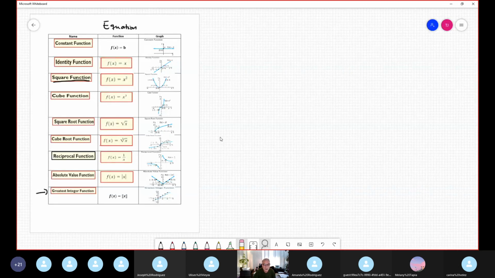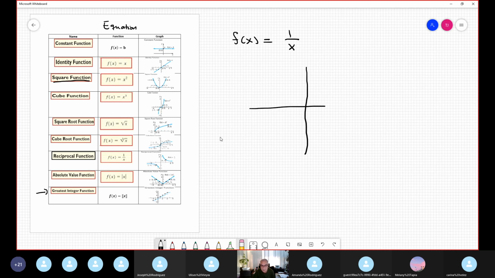Next is the reciprocal function. The reciprocal function is f of x equals 1 over x. Okay, the graph of this is a little bit weird. It's a hyperbola. But don't worry about this name. If you take precalculus, I explain the hyperbola. It looks like that. What is the only restriction in this case? Well, it's a fraction, and the restriction is that x is not zero.